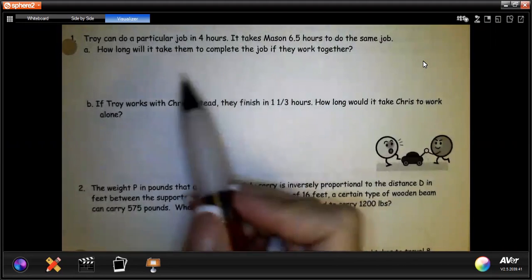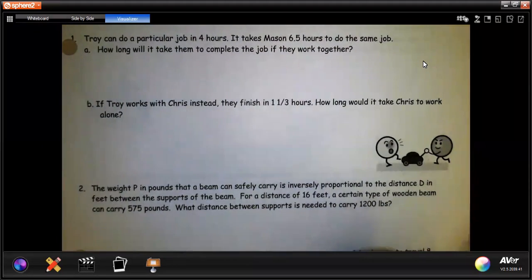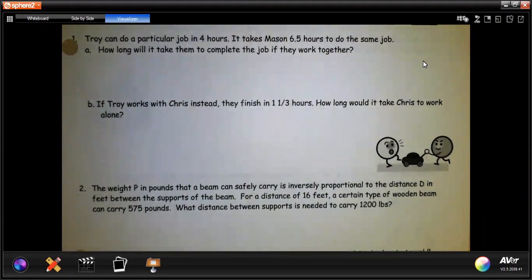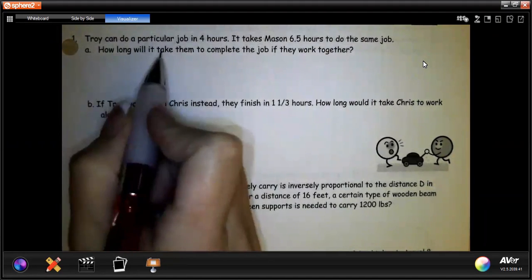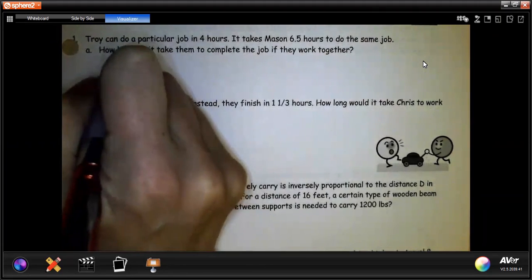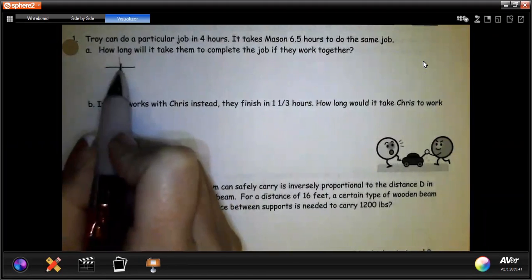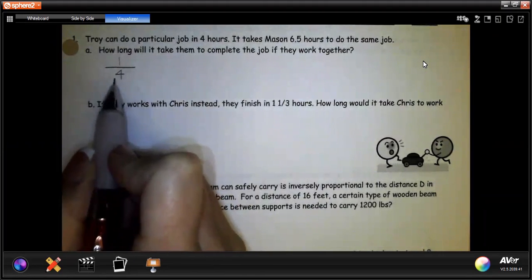In this particular case, we need to see what Troy's speed of work is and Mason's speed of work, basically. So if you think about that, the speed you guys are used to is taking distance and dividing it by the number of hours that you've traveled, and that gives you your speed of travel. The distance basically here is the one job that they're doing. So Troy did his one job in 4 hours. So we took the job and divided it by the number of hours.